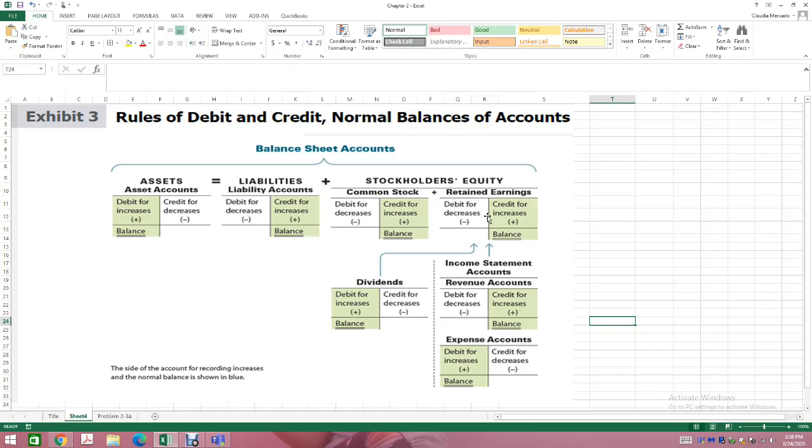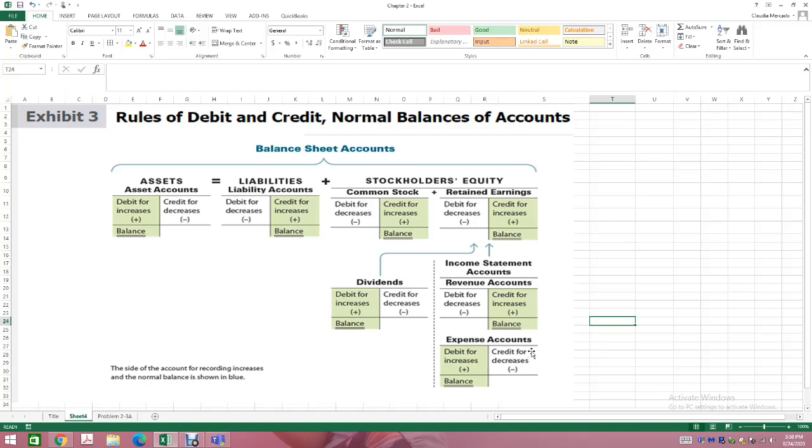Okay, here we have retained earnings. The normal balance is a credit. If there's a decrease, you debit it. Okay, dividends, normal balance is a debit. And if it decreases, you credit it. So it's basically a map. Okay, that's what it is. This is what I treat it as, a map.